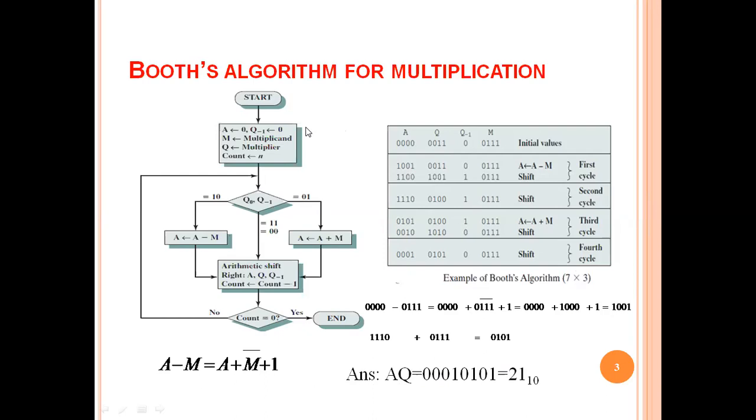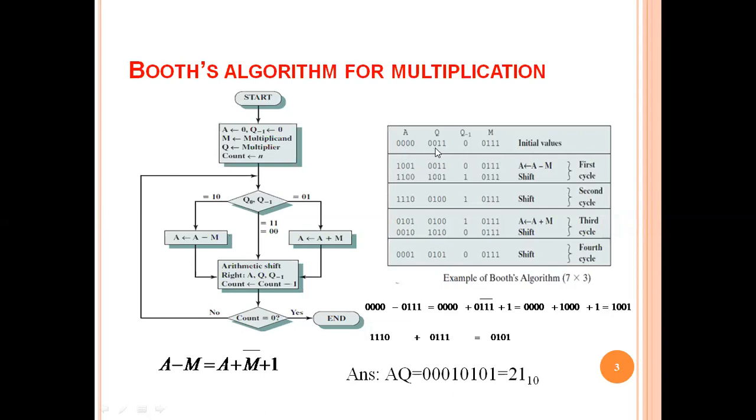For those who cannot understand, I am repeating. See here: A, Q, Q minus 1, M are all registers. A is an accumulator. Q is a register. Q minus 1 is a 1-bit register. M is the multiplicand. Q is the multiplier.